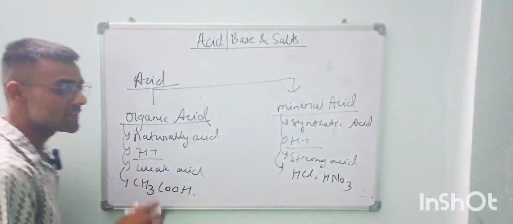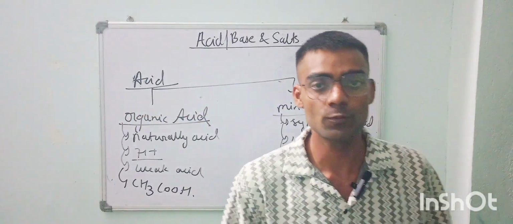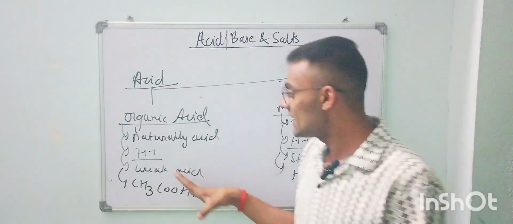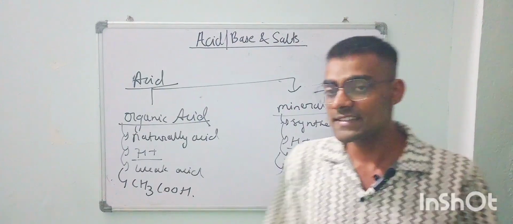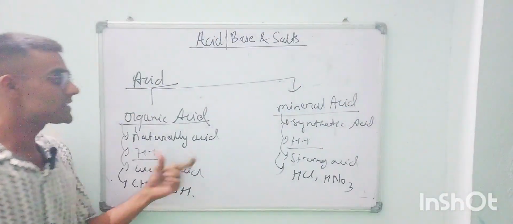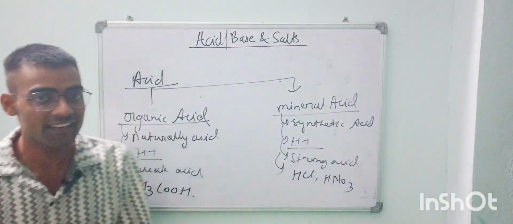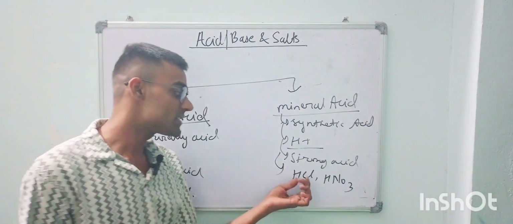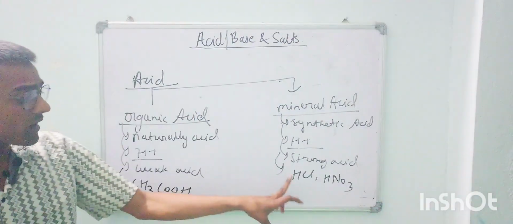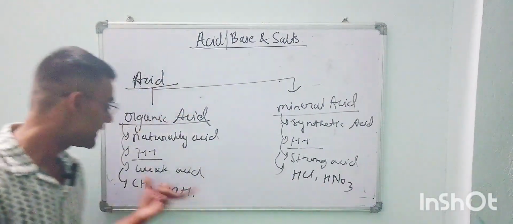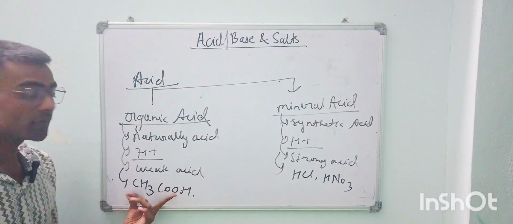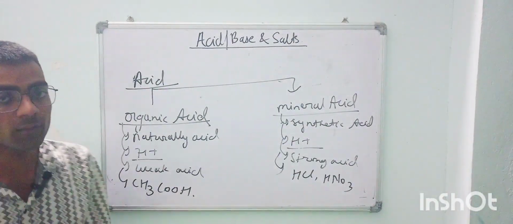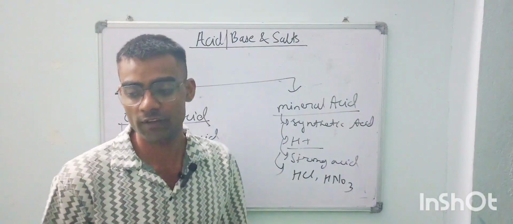So acids are divided into two parts: organic acid and mineral acid. Organic acids are natural, release fewer H plus ions, and are weak acids. For example, acetic acid. Mineral acids are synthetic, release more H plus ions, and are strong acids. For example, hydrochloric acid and nitric acid. Next we will discuss the chemical properties of acids.